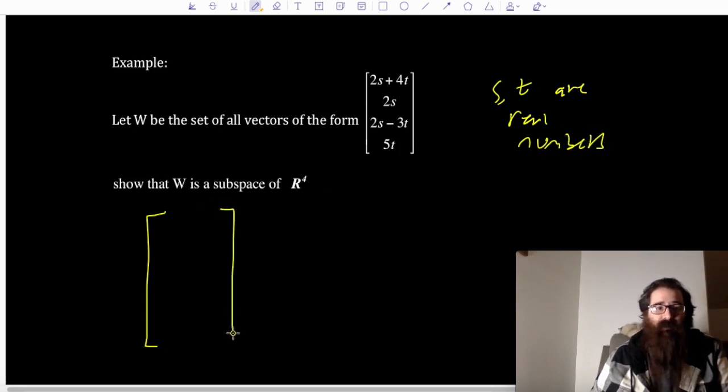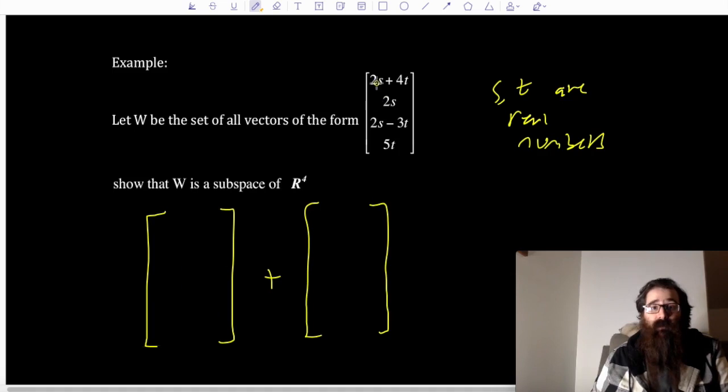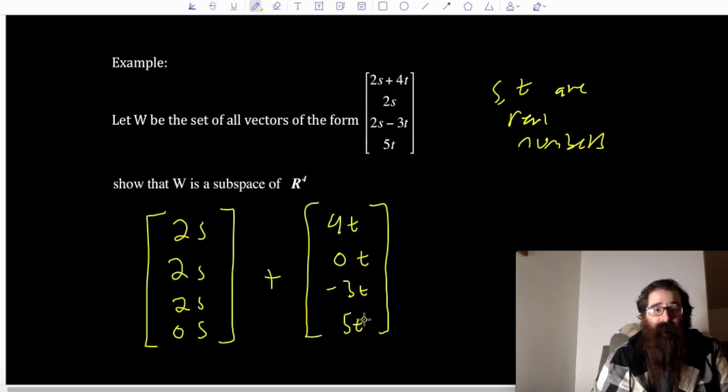What I want to do is I want to split this into the sum of 2 vectors, one vector relying on s, one vector relying on t. So all of the s's over here, I have 2s, and then another 2s, and then, would you believe it, another 2s. And then for the 4th entry, no mention of s, so I'm going to write it in anyways as 0 times s. And over here on my next vector, I want all the t terms. Well, that's going to be 4t, and then I don't have any t mentioned, so that's got to be 0 times t, and then -3t, and then lastly 5t.